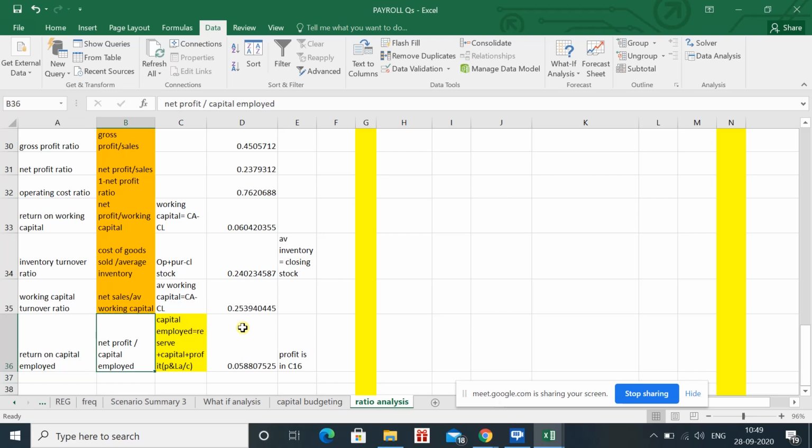Net profit divided by capital employed. Net profit will be available in the P&L account.